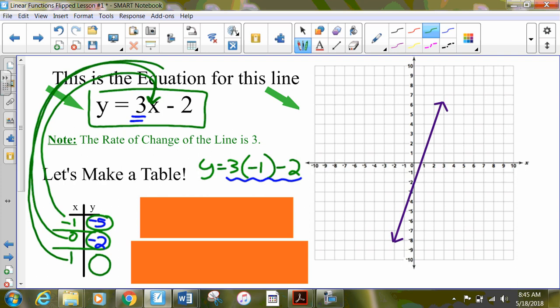So we're going to do the same thing. We're going to plug 1 in for x. 3 times 1 is 3. 3 minus 2 is 1. And if you want to double check, you can find these points on our line. So when I'm looking at -1 and -5, I know the point -1, -5 is right here on my line. If I'm looking for the point 0, -2, that point is right here on my line. 1, 1, that point is right here on my line.